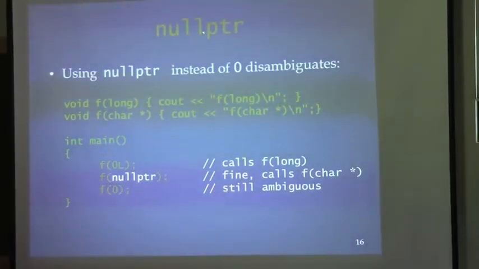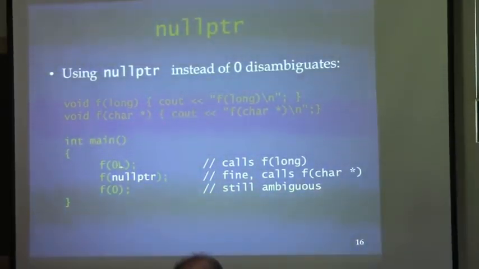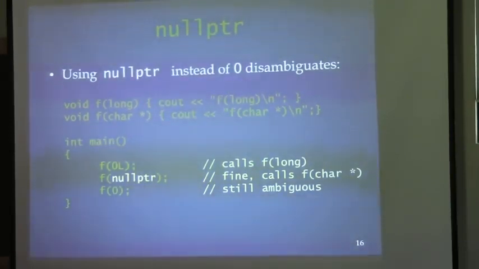In C++11, the new nullptr keyword was invented to represent a null pointer only. It can never convert to an integer or an integral type. So now if we have these two overloads, if we call f with the explicit long, it still works fine. If we call it with nullptr, it unambiguously matches the char star overload. If we call it with 0, it's still ambiguous because, after all, code has to be backwards compatible, right? But we wouldn't do that. We would use nullptr if we want to take advantage of the new language.